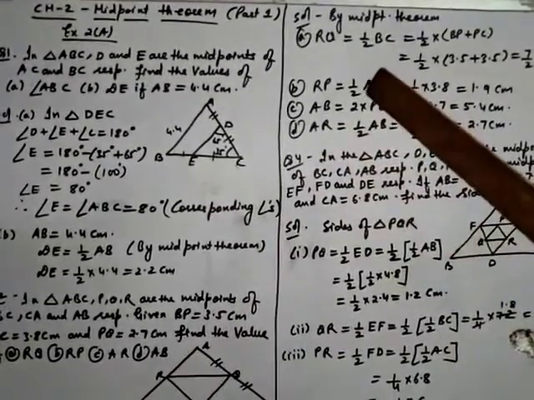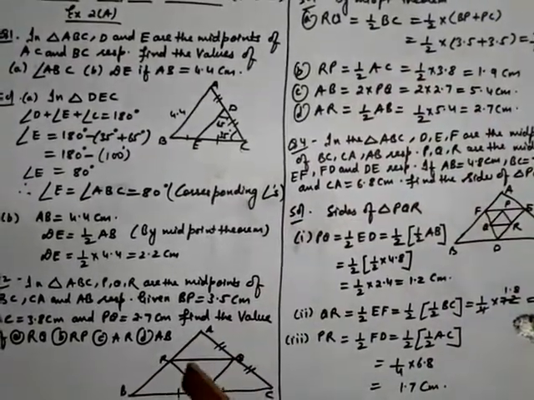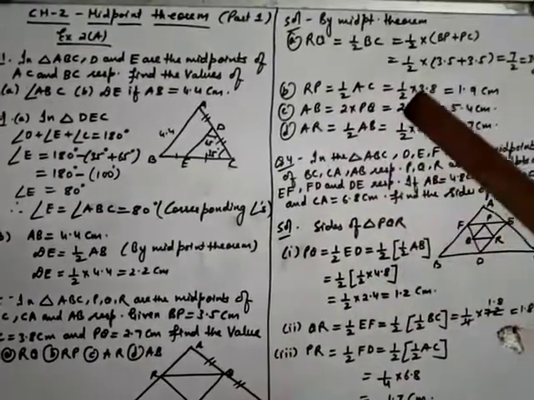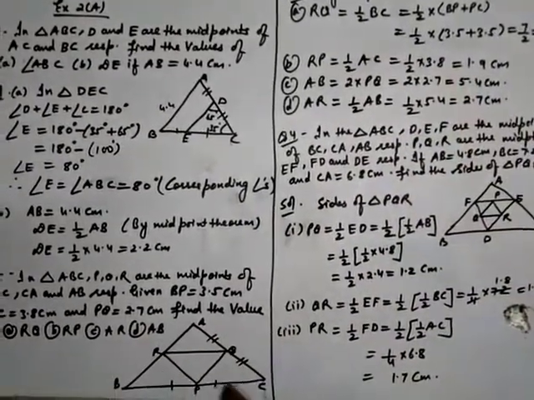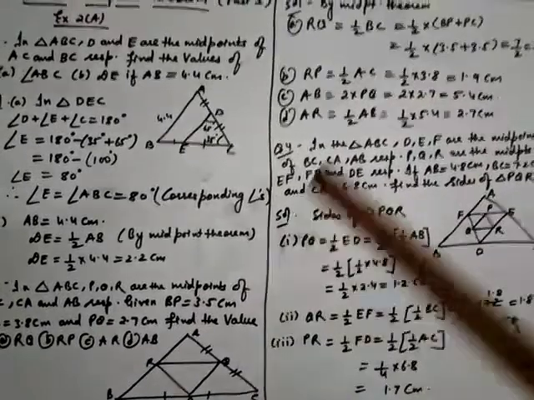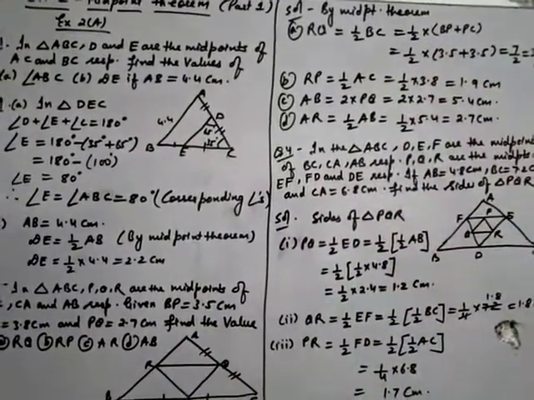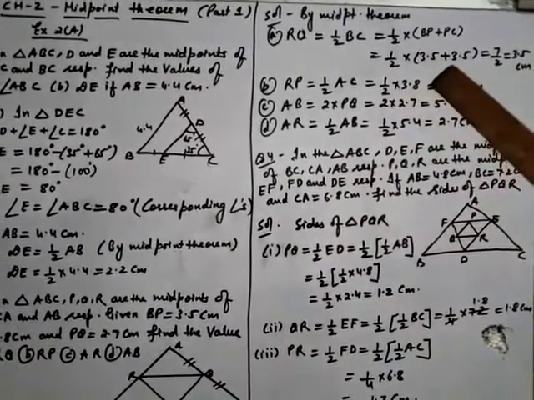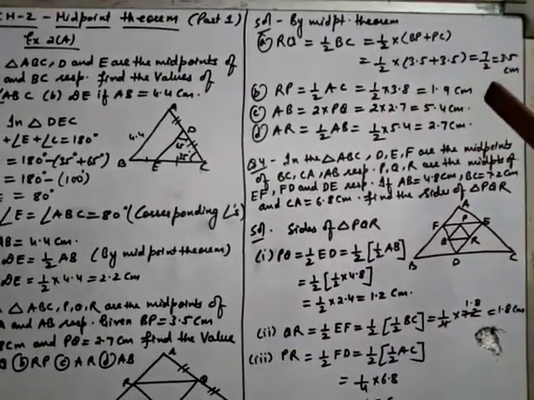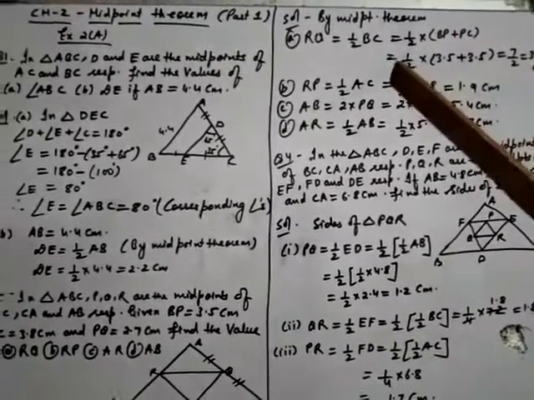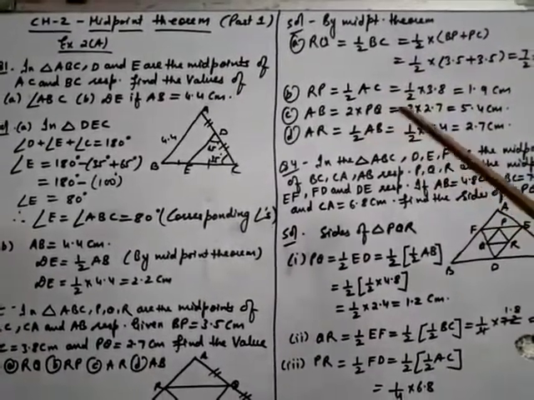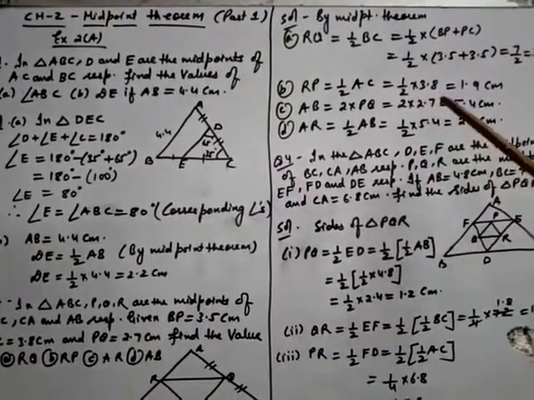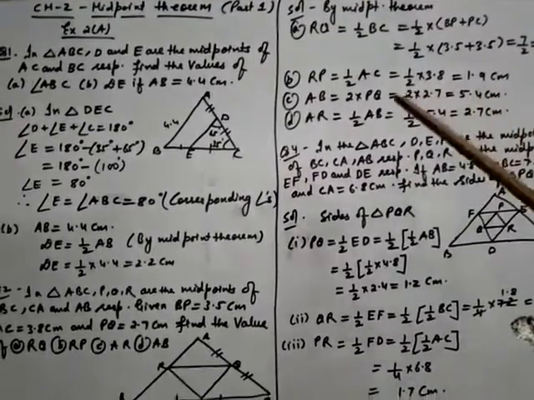So student, RQ is half of BC by the midpoint theorem, and BC is BP plus PC. BP is given as 3.5, and as P is the midpoint, PC is also 3.5. So 1 upon 2 into (3.5 plus 3.5) is 7 upon 2, which is 3.5 centimeter. Second, RP is equal to half of AC, which is half into 3.8, equal to 1.9 centimeter.